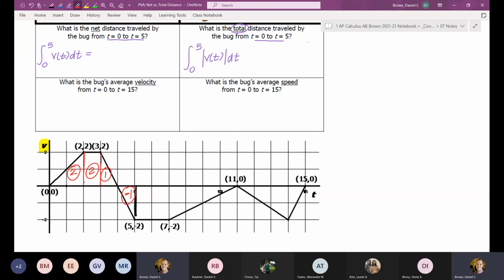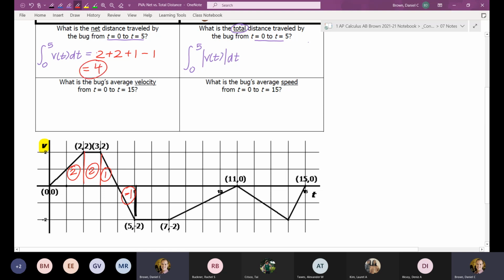Again, net distance for us is going to be the same thing as the net area. So what would be the net area? We have 2 plus 2 plus 1, and then -1 for that negative area, which gives you a net distance of 4.